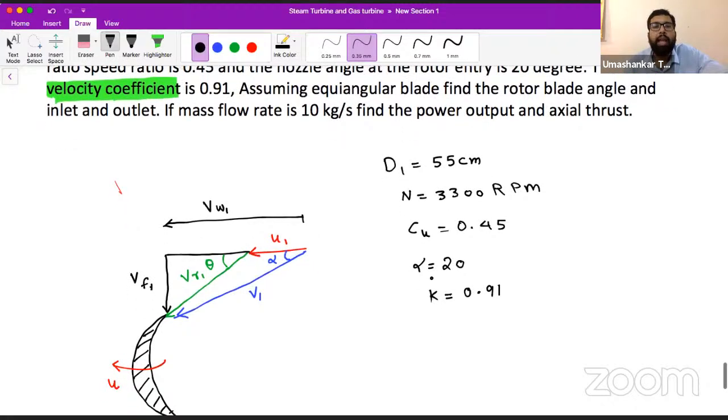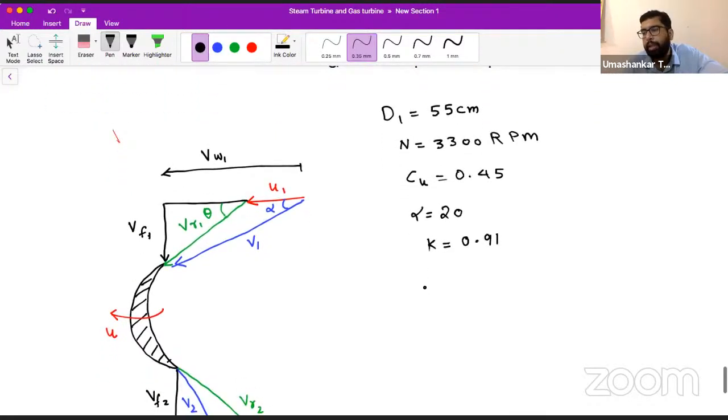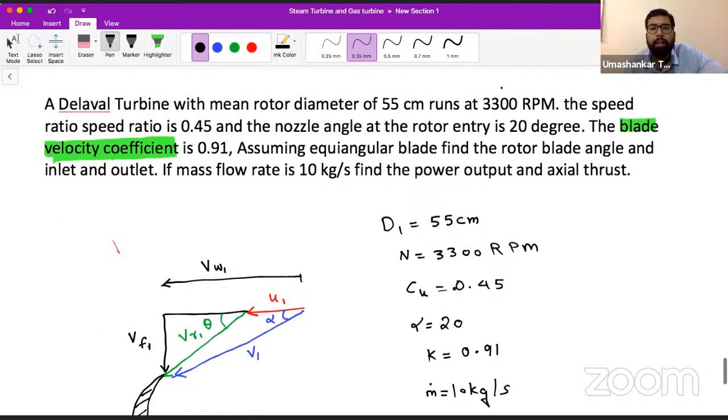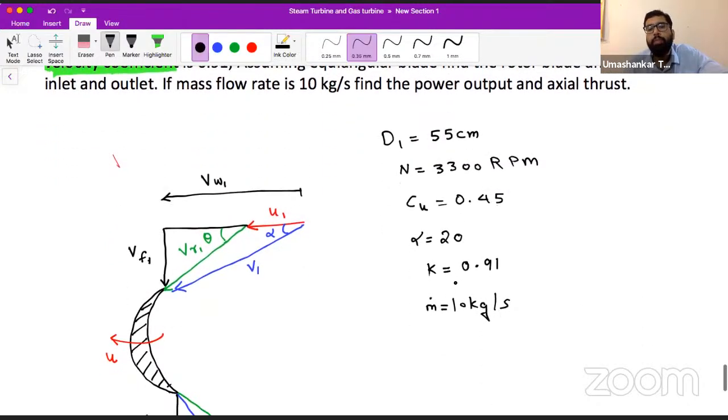It is given that it is an equiangular blade. Assuming an equiangular blade, find the rotor blade angle at inlet and outlet, and if the mass flow rate is 10 kg per second, find the power output and axial thrust as well. Axial thrust means axial force as well. So we have this much data given to us.